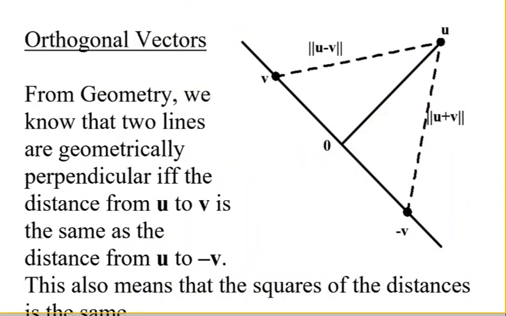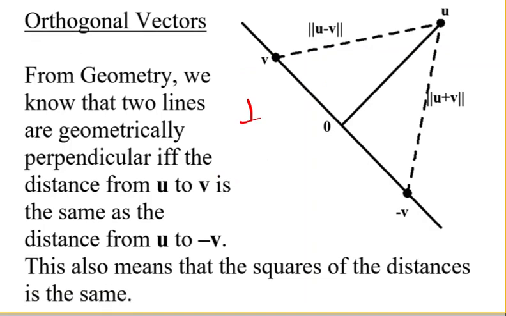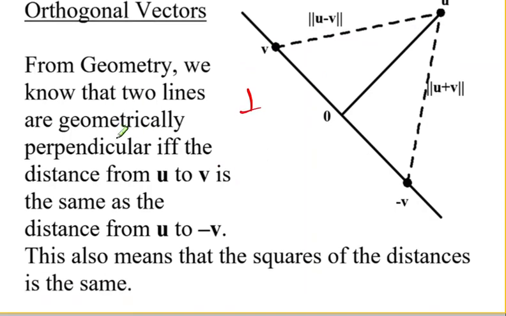So what are orthogonal vectors? Well, you know what orthogonal vectors are. Those are two vectors that are perpendicular to each other. Just a fancy name for perpendicular. So geometrically, if and only if those two vectors are perpendicular. Here is v, and here is u. If and only if the distance from u to v is the same as u to negative v.